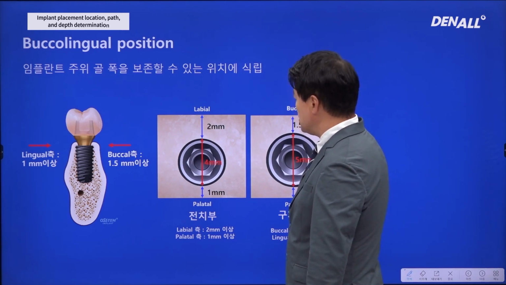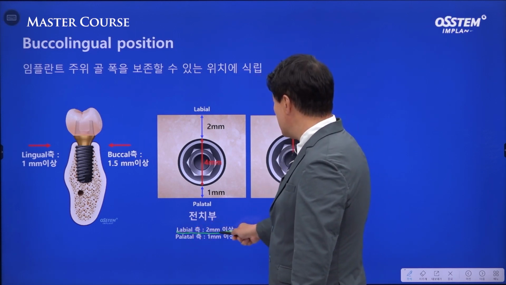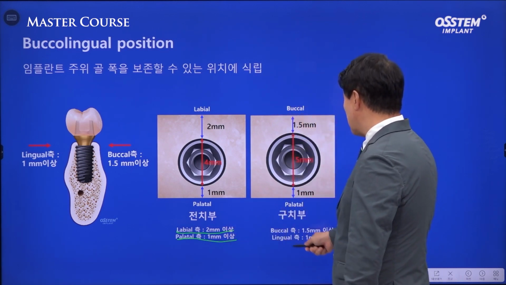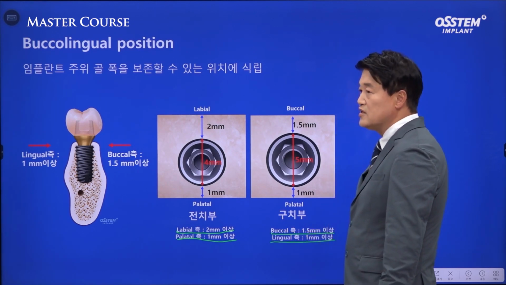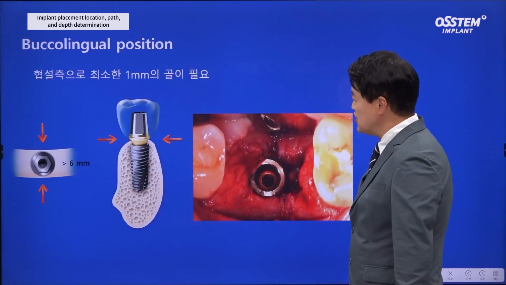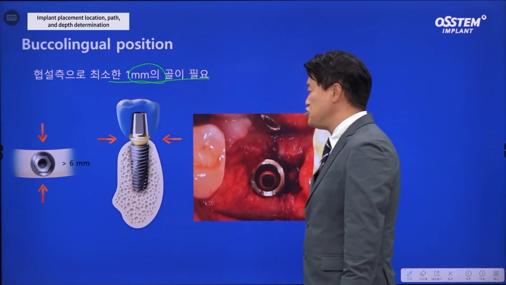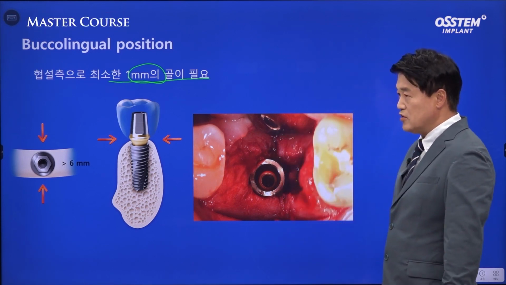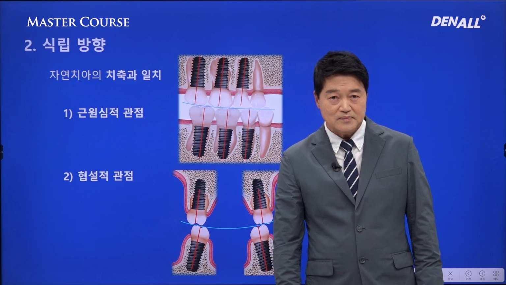In terms of buccolingual position, in the anterior region, the labial bone width should be 2 millimeters or more. And on the palatal side, it should be 1 millimeter or more. That is the buccolingual position. In the posterior region, on the buccal side, 1.5 millimeters at minimum, and at least 1 millimeter on the lingual side. At least 1 millimeter or more bone is required buccolingually for a stable implant. So buccolingually, after placing an implant, 1 millimeter or more is required.